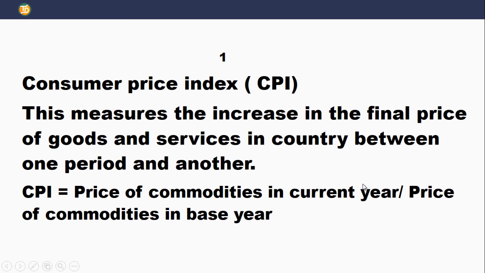Measurement of inflation. There are three ways of measuring inflation. Number one is the consumer price index. Consumer price index measures the increase in final price of goods and services in a country between one period and another period. So the consumer price index is determined by dividing the price of commodity in current year by price of commodity in base year and multiplying it by 100 over 1, because it's as a percentage. So the consumer price index will enable us to determine the changes in final price of goods and services between one period and another period.